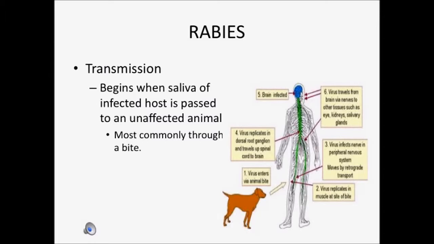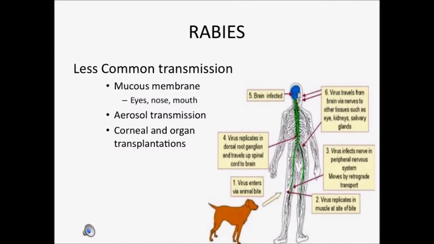The number of human deaths in the United States attributed to rabies has been steadily declining since the 1970s due to animal control and vaccination programs, modern rabies biologics following exposure, and successful outreach campaigns. One of the less common transmission types of rabies would be the mucous membrane through the eyes, nose, or mouth, aerosol transmission, or the corneal and organ transplantations.